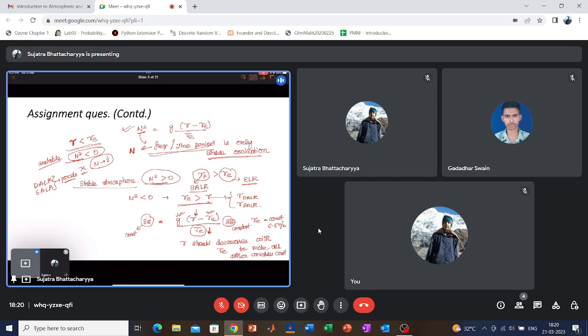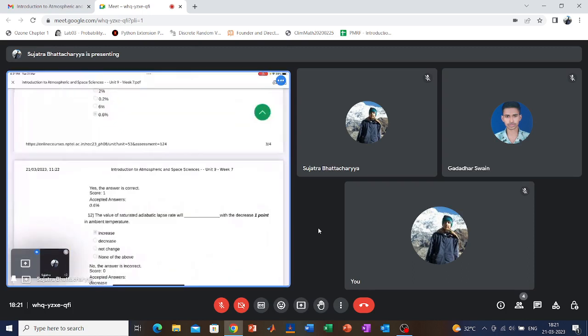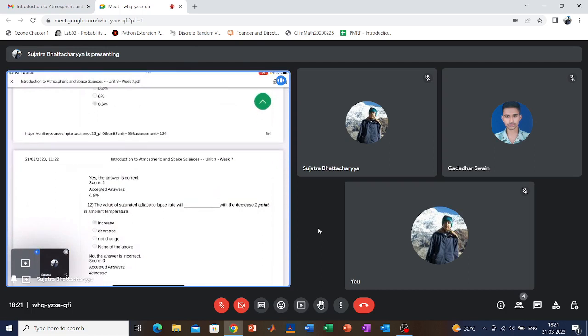Or you can do it with the same N square only. Let us consider for a parcel and environment system, this N square is fixed, then for TE to decrease, gamma has to decrease. Therefore, the answer to this question should be decrease. And these are all 12 questions of week 7.